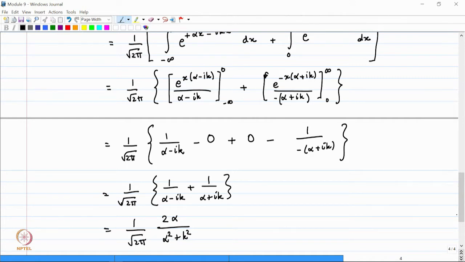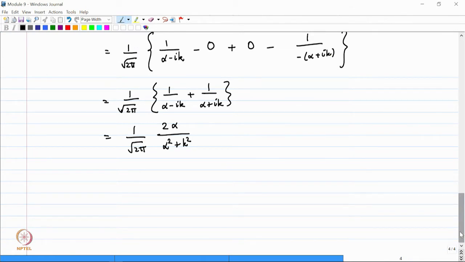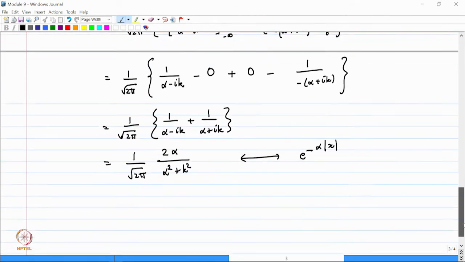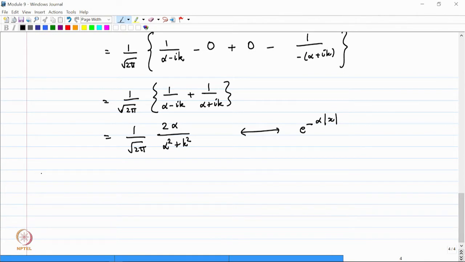Okay. So this is the Fourier transform of e to the minus alpha absolute value of x. So this illustrates how to take the Fourier transform of a function. I will take one more example. Again, this is a very commonly used Fourier transform.